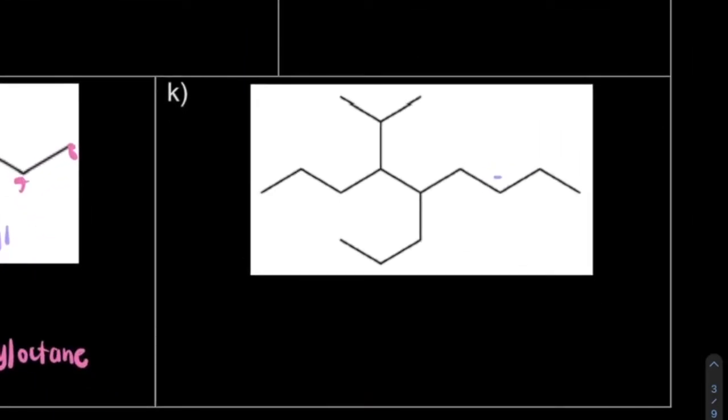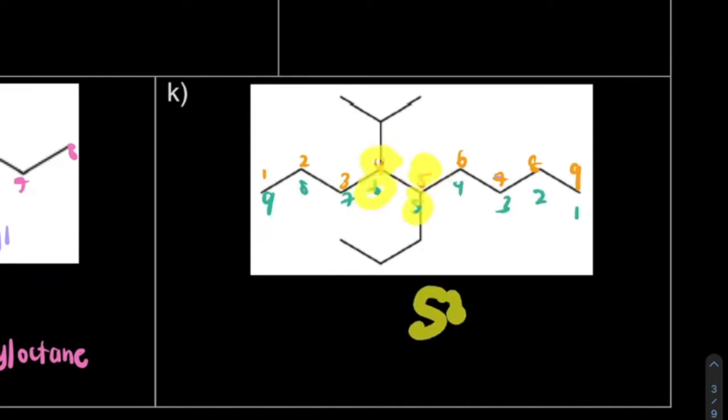Question K. Let's count the longest continuous carbon chain. I have 9. If Miss counts like this, here we got 8. How else can we count? It's the same. So the longest continuous carbon chain that we got is 9. Now again, if I use the orange one, we got 4 and 5. If I use the green one, it is 5 and 6. We want small numbers for the substituents, so I'm going to use the orange one.